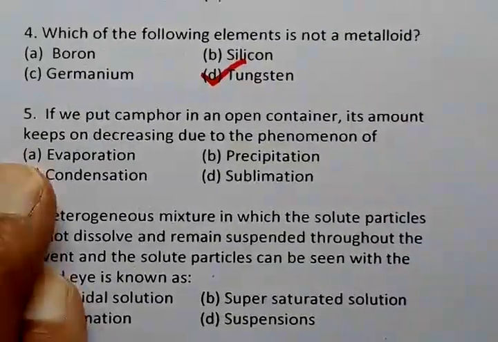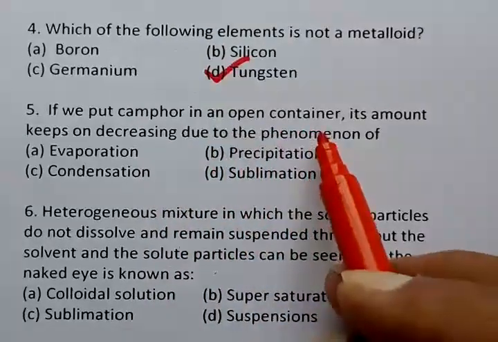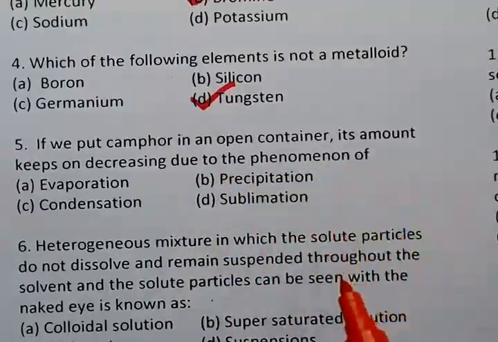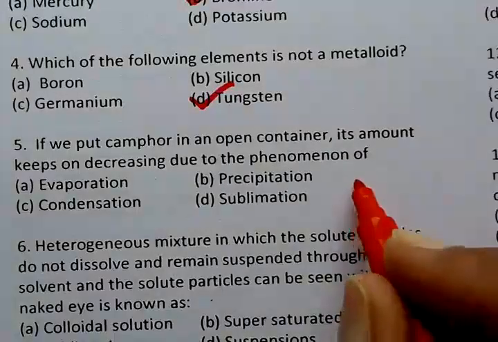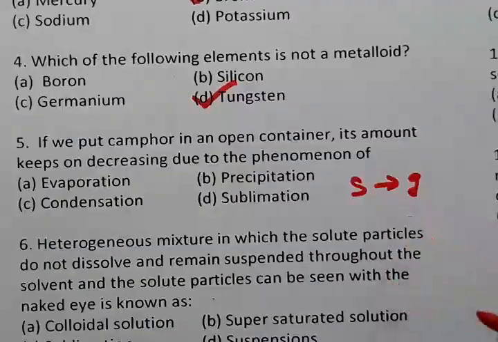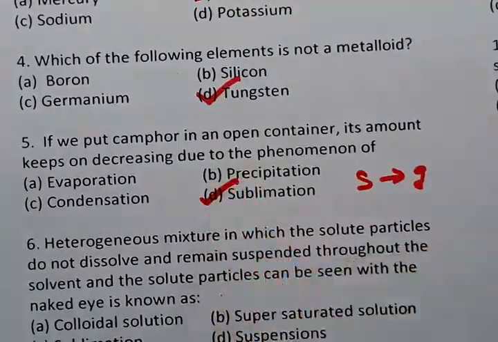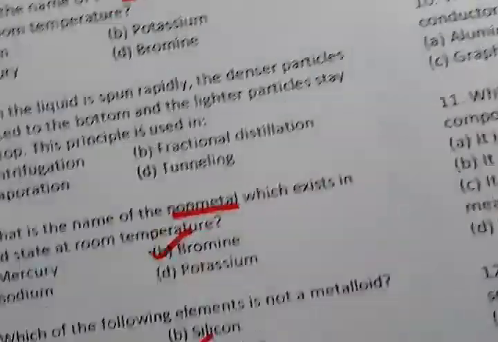So fifth one. If we put camphor in an open container, its amount keeps on decreasing due to the phenomenon of this is solid to gas. Okay, camphor is solid. We never see melted camphor. It directly goes to gas state. It is sublimation, which we know very clearly. Okay.